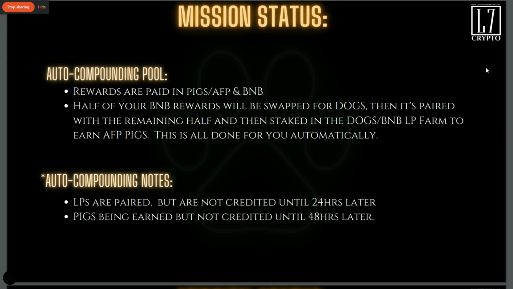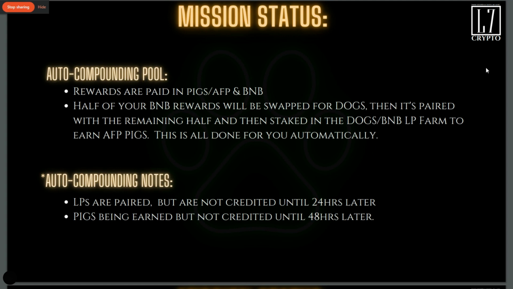Auto compounding notes. Please take heed to the notes. The LPs are paired, but they are not credited until 24 hours later. So say you put them in at 5 o'clock, at 5:01 they're not going to be paired. It'll be 5 o'clock the next day, 24 hours later, before they're even credited. Then from that point on, the pigs that are earned from that won't come until 48 hours later.